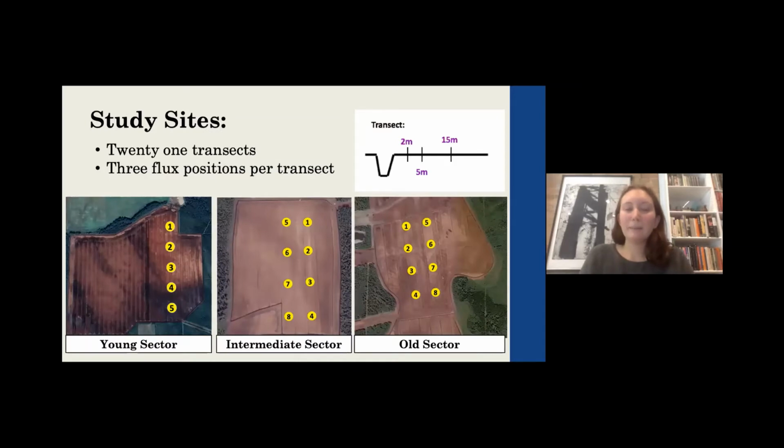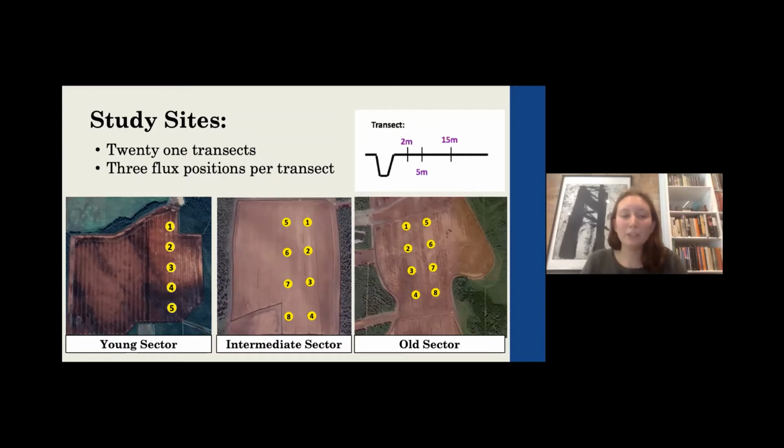So this past summer, I did fieldwork in Alberta, and I've shown satellite images of my 3 sites, each of different age since extraction began. And you can clearly see the drainage ditches and just the level of destruction to this environment. I created 21 transects, which are shown in the yellow dots.